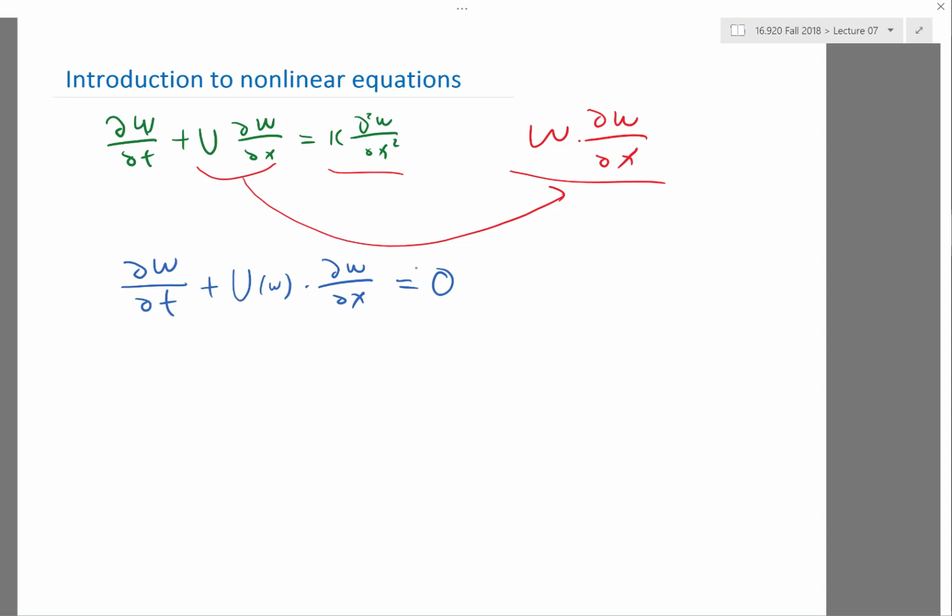Why? Because if you have a solution w that satisfies this equation and you multiply w by a factor of 2, the first term, dw/dt, is of course going to be multiplied by a factor of 2. But the second term is not going to be multiplied by exactly a factor of 2, very unlikely. dw/dx is multiplied by a factor of 2, but because u actually depends on w, the equation is not going to be satisfied.